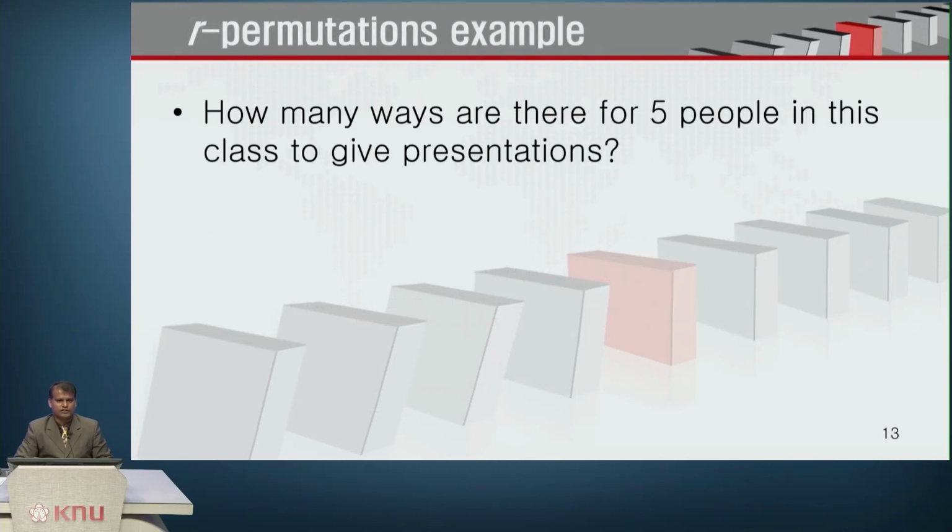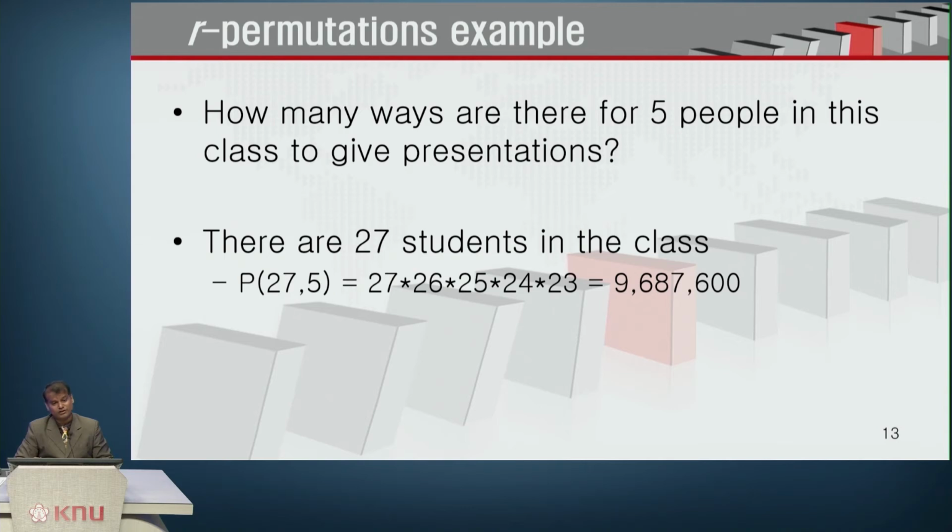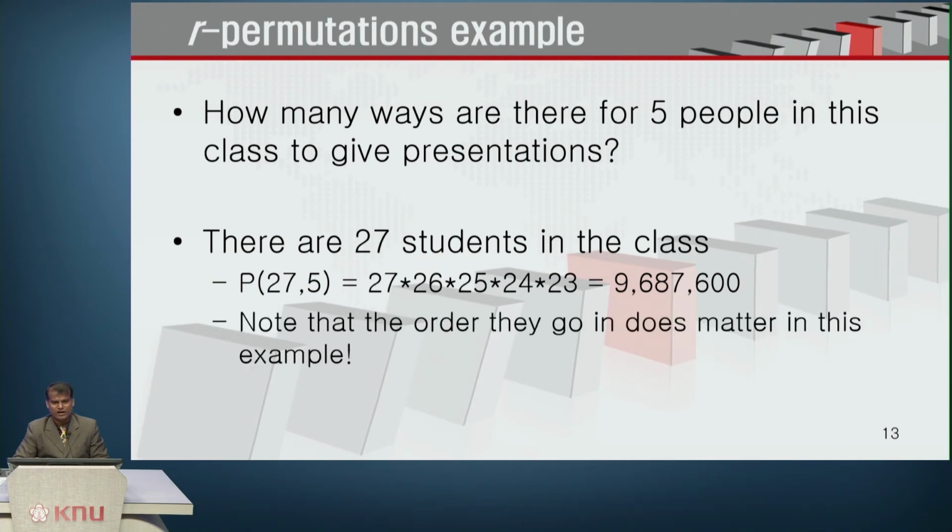More on this r-permutation. How many ways are there for 5 people in this class to give a presentation? There are 27 students in the class. So then you have the possibilities: 27 is the n, and we just need 5. P(27, 5) is 27 times 26 times 25 times 24 times 23. That goes to 9,687,600. That's quite large.